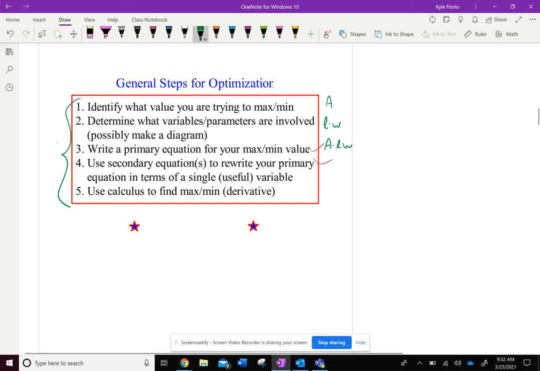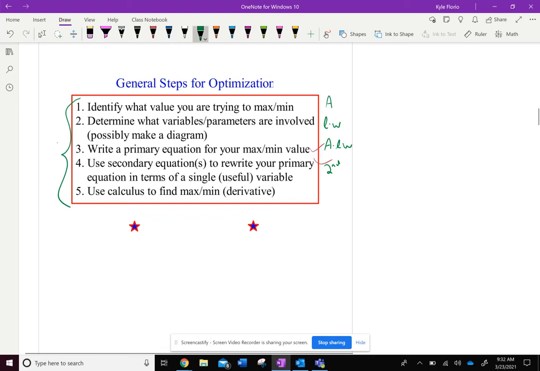Use a secondary equation to write your primary equation, so we're going to need some sort of other equation that kind of bounds it, right? And if we're talking about area, it makes sense that you need a second equation. If I want the biggest possible area and there's no bounds, my length and width can get as big as I want. So I need something that kind of constrains how big it can get. And the problem told us that we have the x-axis and that curve, negative x squared plus 4.